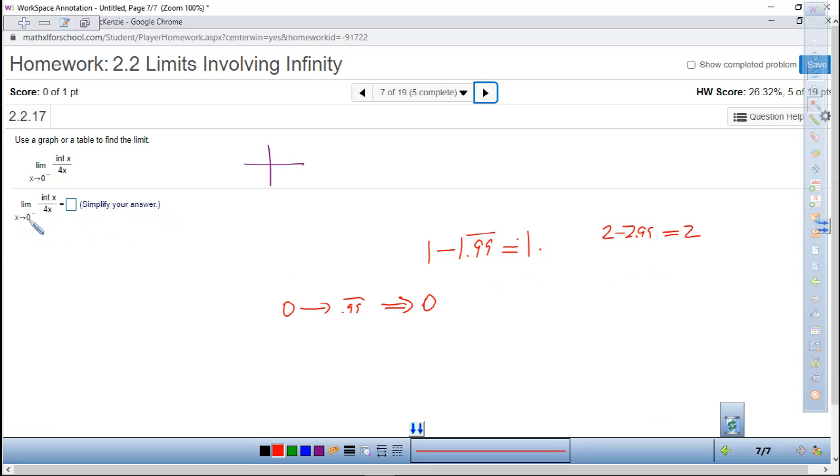So if we're approaching 0 here from the left side, that means that the int of 0 is always going to go down. So that means that that's going to be a -1. And as we approach 0 here, that means that this is going to get smaller and smaller and smaller. So we're going to think about this as -1 over 0, which is going to equal -infinity.